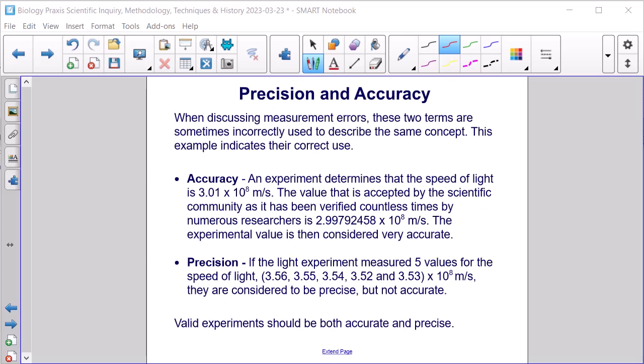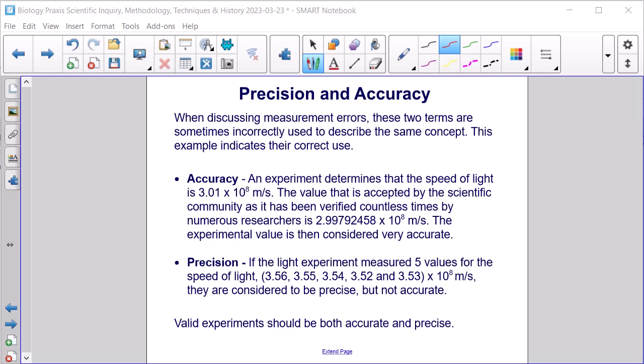Precision and accuracy. When discussing measurement errors, these two terms are sometimes incorrectly used to describe the same concept. This example indicates their correct use. Accuracy. An experiment determines that the speed of light is 3.01 times 10 to the 8th meters per second. The value that is accepted by the scientific community, as it has been verified countless times by numerous researchers, is 2.99792458 times 10 to the 8th meters per second. The experimental value is then considered very accurate.